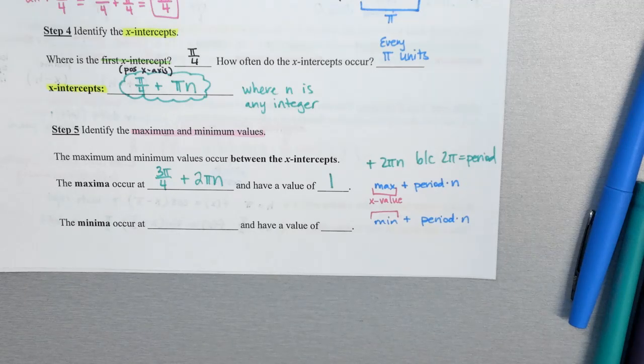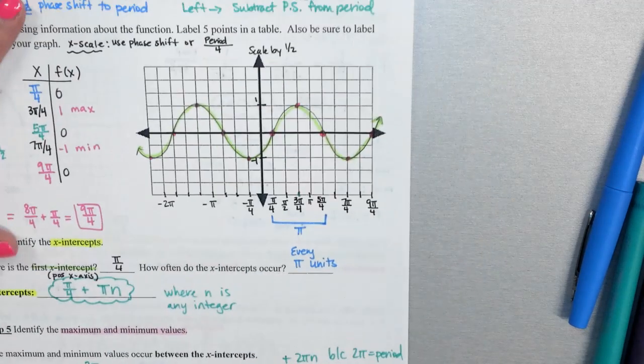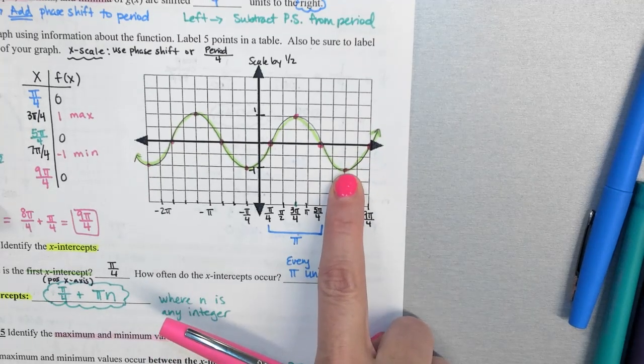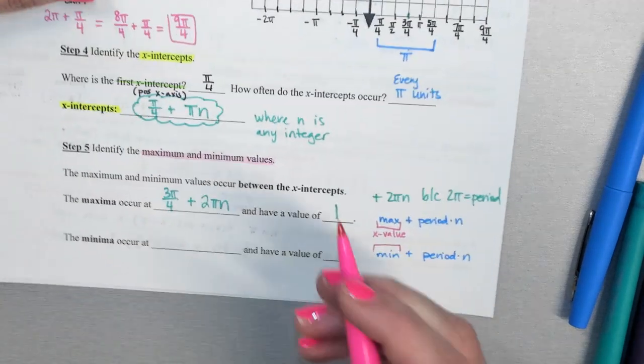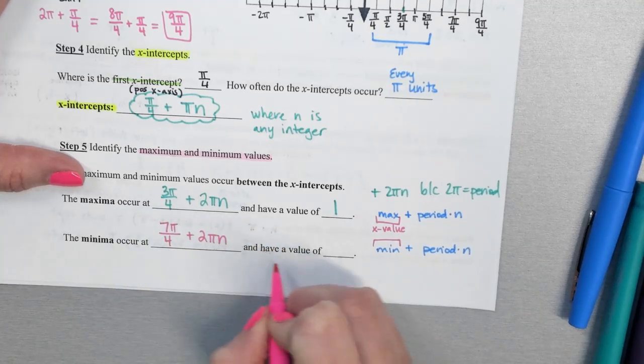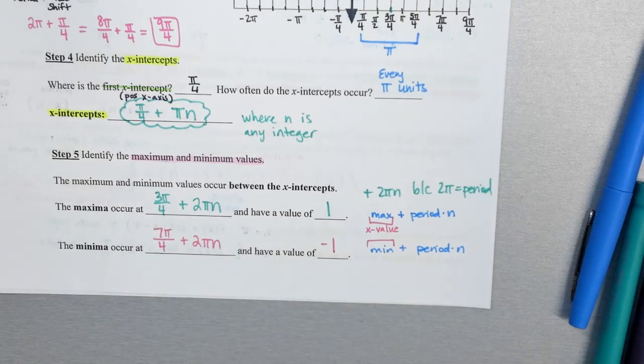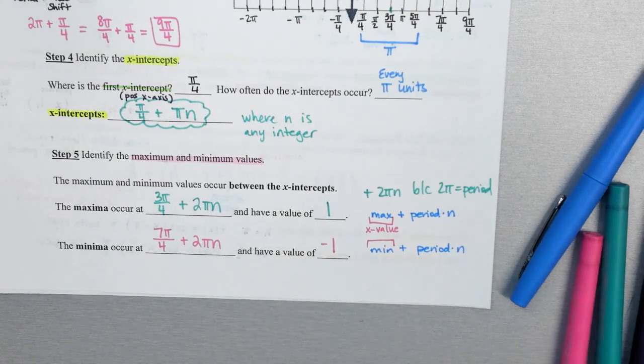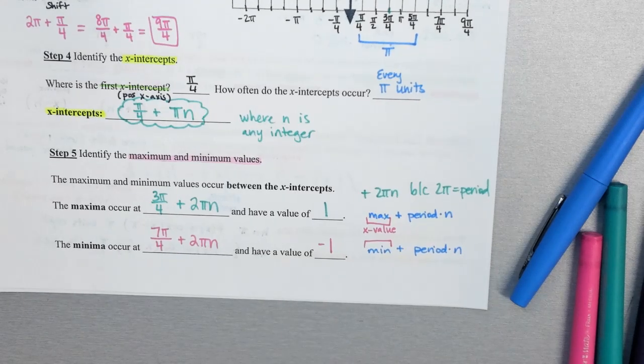Okay, so let's do the same thing for the minima. What's the first positive minima that you encounter? Yep, so it's at 7 pi over 4 right here. So it's just 7 pi over 4 plus 2 pi n, and then they have a value of negative 1. Okay, so once you get that written down, I want you to do the first 2 steps on part B.